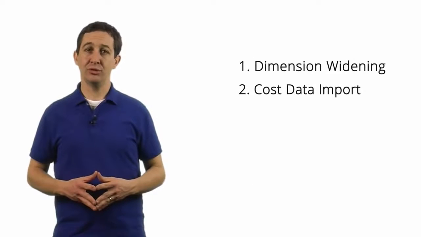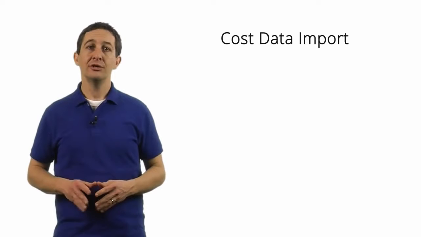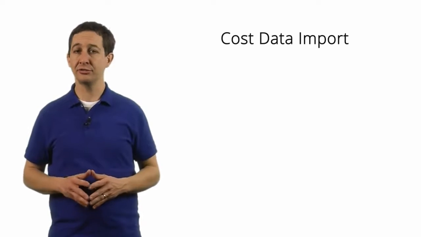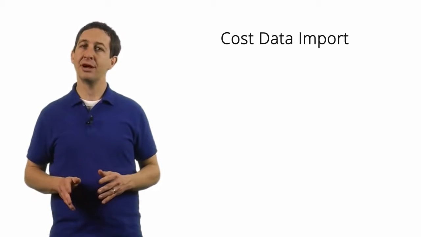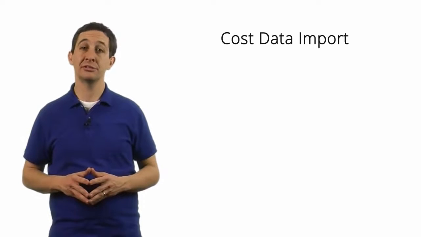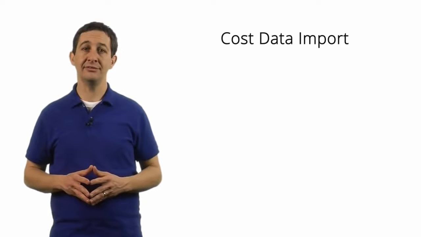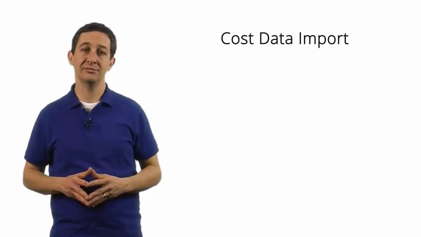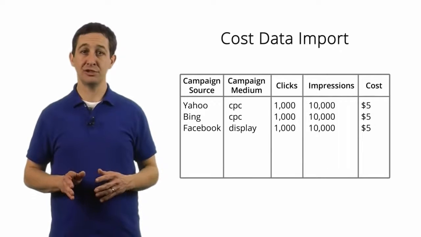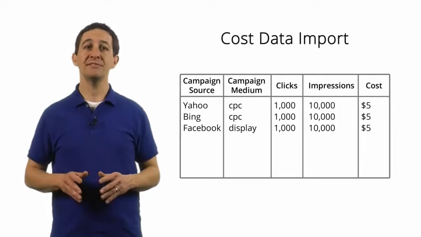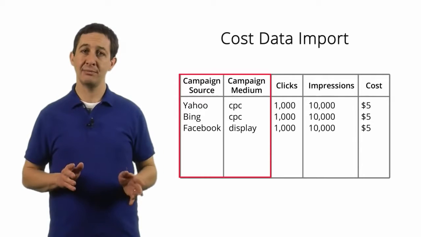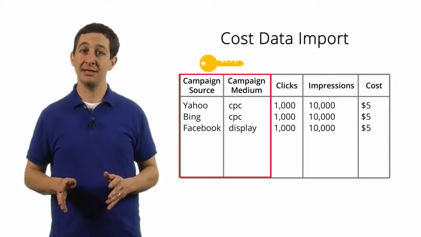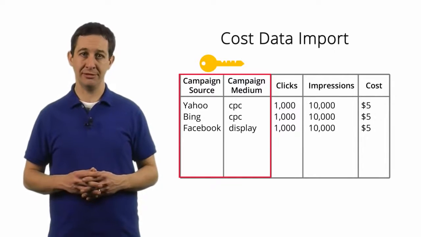The other kind of data import is called cost data import. You use this feature specifically to add data that shows the amount of money you spent on your non-Google advertising. Importing cost data lets Google Analytics calculate the return on investment for your non-Google ads. This is helpful when you want to compare the performance of your advertising campaigns. To import cost data for a specific advertising campaign, you have to have a file that includes both the campaign source and the campaign medium. This information provides the key that can link the two data sources together.